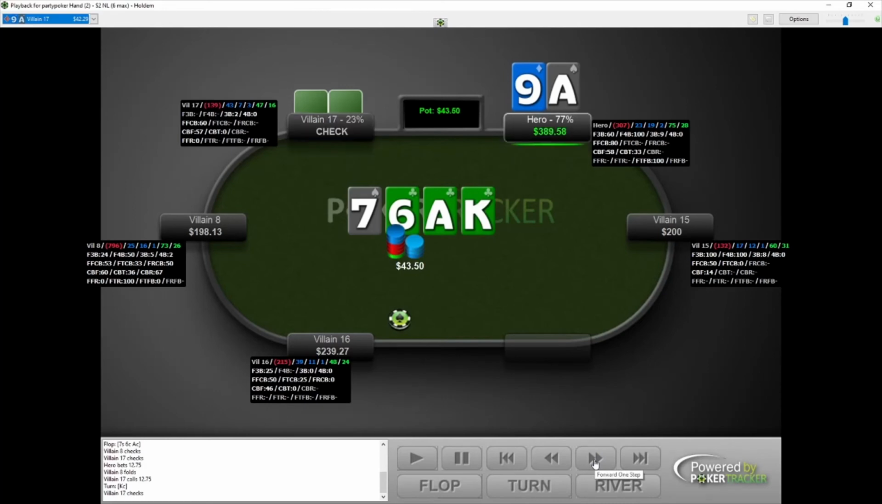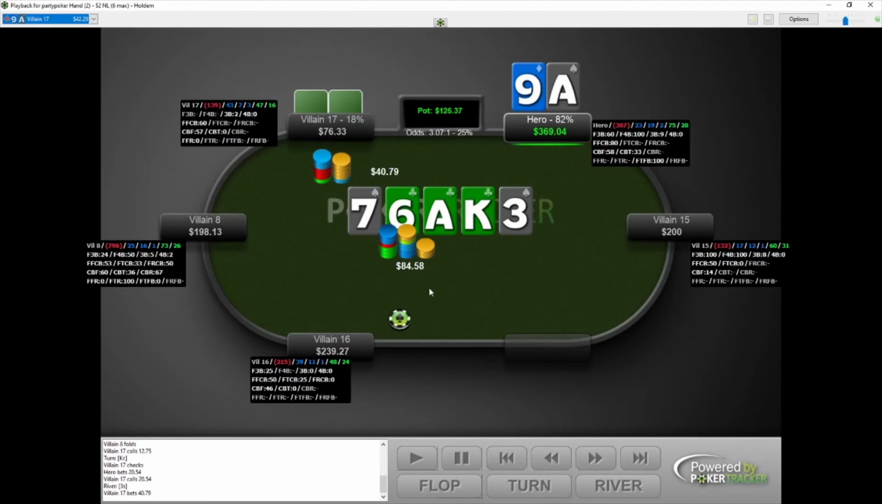The turn comes the king. Not a great card for us, especially because it completes the flush draw. But against an absolute whale, there's still some value to be had, I believe. So I decided to make a turn c-bet. Very questionable if this is the right play, but it's what happened. And so our opponent decides to call again. And now our opponent decides to donk into us for half pot on the river.